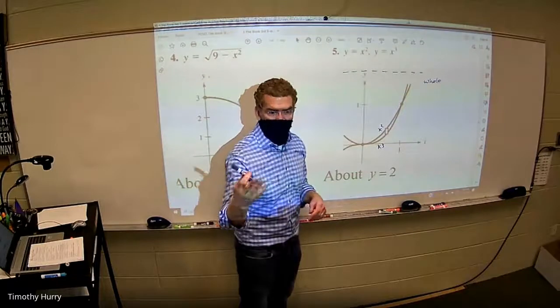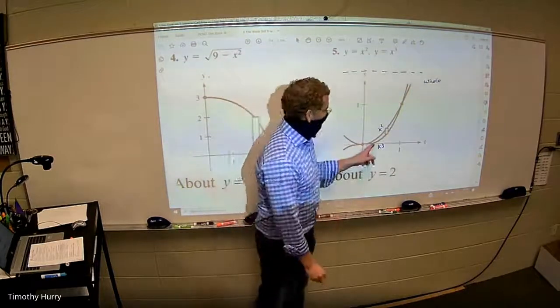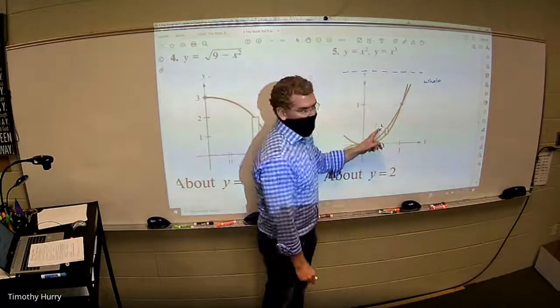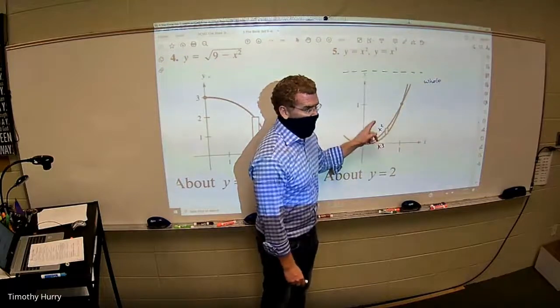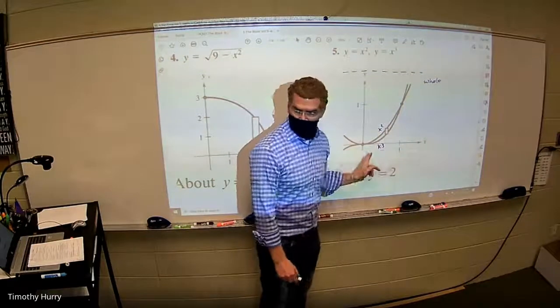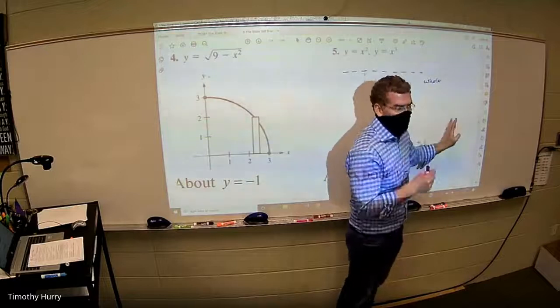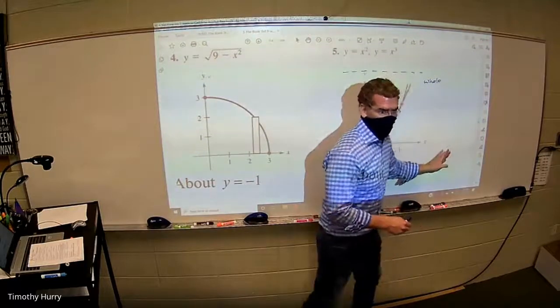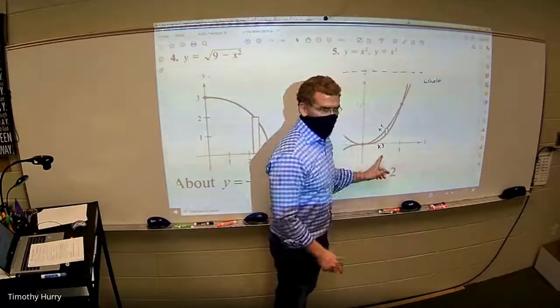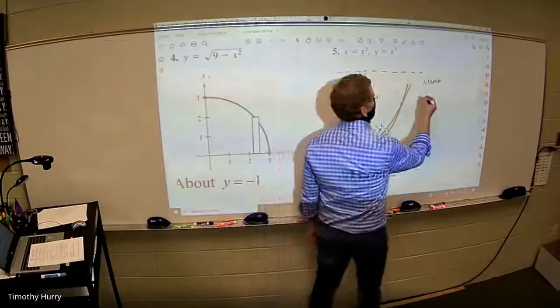Plug in a half or some number in between 0 and 1. If I plug a half in there, I get 1/8. If I plug a half in there, I get 1/4. So this is clearly higher here on the inside. Are you seeing that? Now out here, the x cubed is going to be higher, right? Because if you plug in a 2, you get an 8 versus a 4. But in here, that's on the bottom. So my first radius is what?